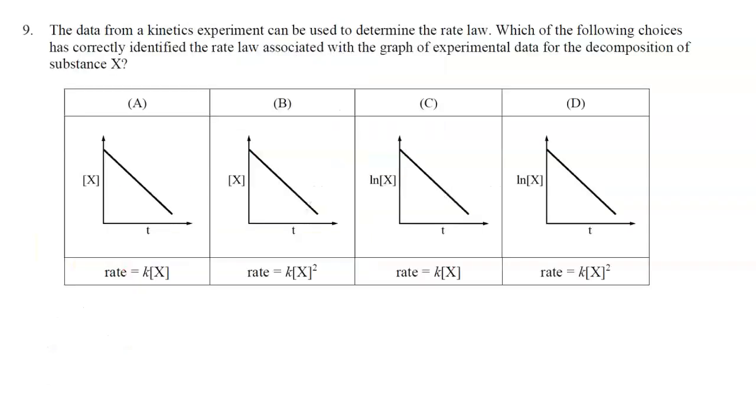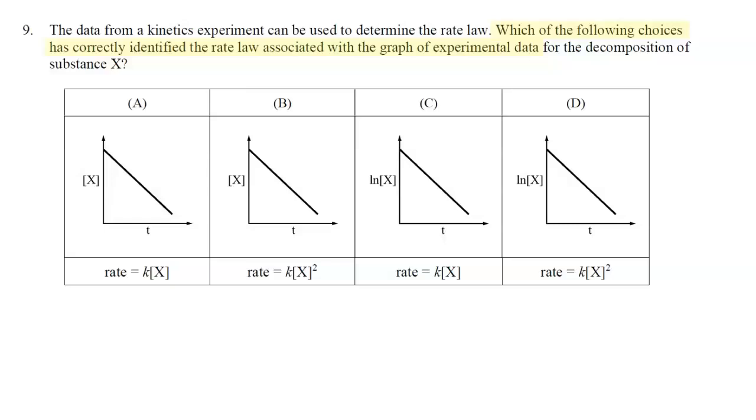Now let's take a look at question 9. We can see in question 9 we have 4 different graphs of experimental data and we have 4 different rate laws. So in question 9 it says the data from a kinetics experiment can be used to determine the rate law. Which of the following choices has correctly identified the rate law associated with the graph of experimental data for the decomposition of substance X? Now, when I was discussing question 8, I referred to which of the graphs produces a straight line.